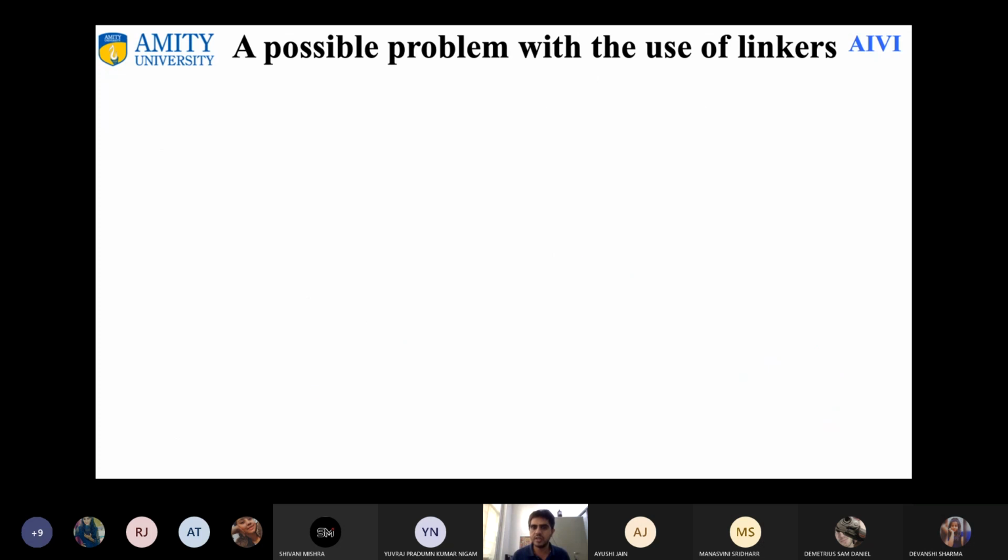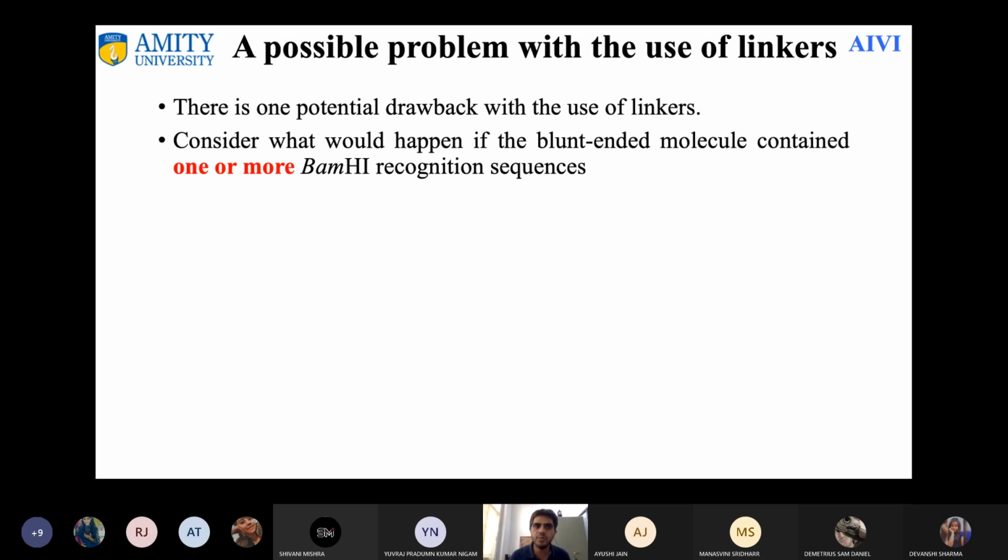So this is a linker. But a problem with the linker is the potential presence of the restriction site within your gene. If your restriction site is present within your gene, then that linker you can't use. So you need to design your linker in a proper way. You should consider what is going to happen when you introduce one or more restriction sites. So that you should think of. This is the limitation of it.